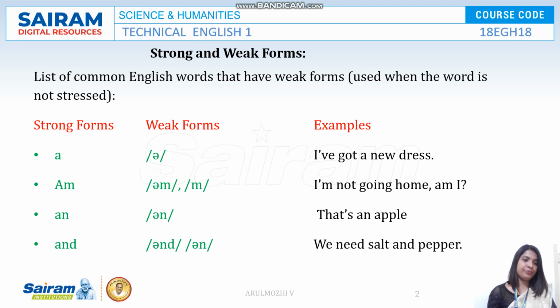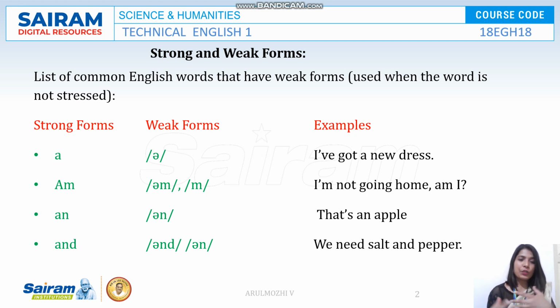When do we use the strong forms and when do we use the weak forms? Whenever we want to stress a particular thing, whenever we give importance to that word in a particular sentence, at that time we use the strong form. Take for example, I am coming, meaning right now I am coming. Whenever you stress the word, you pronounce it in the full form.